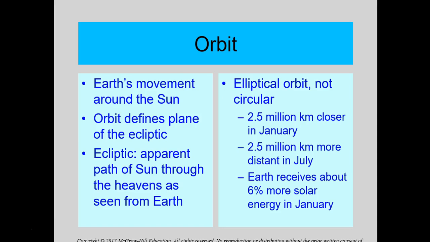Now, depending on where you are and how you observe that, you're going to see the sun move in a different place. Now, the Earth's orbit is elliptical. It's not circular. So it's a little bit closer in January than it is in July. Even though it is summer here in July, we are a little further away from the sun. And the distance is not that significant. The Earth receives about 6% more solar energy in January than it does in July.